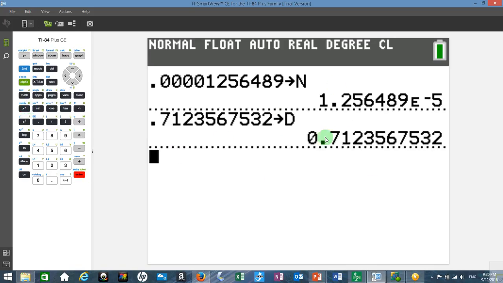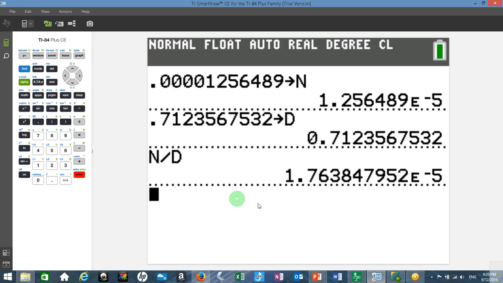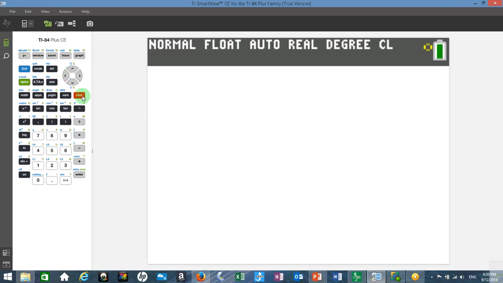Now, instead of typing in these two big numbers, I'm just going to say alpha n divided by alpha what? D. And instead of having to rewrite these and retype them in, I just said alpha n, the numerator, divided by the denominator, and hit enter. And that's your answer. So without doing it with all the decimals, let's do it with just a whole number.